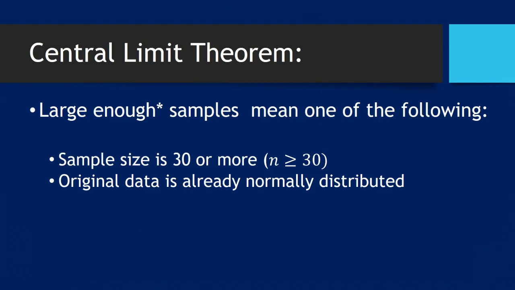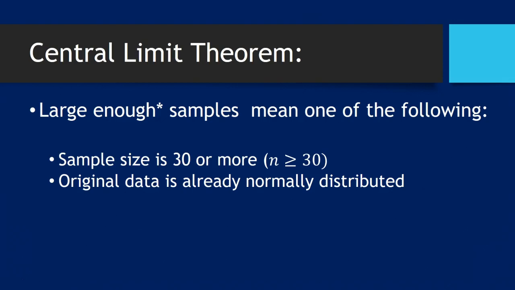First off, if my sample size is bigger than or equal to 30, then we can apply the central limit theorem. The sample size will be large enough as long as we sample at least 30 people. The second thing that could happen is you can actually sample less than 30 people if your original data is already normally distributed. So if your original data is normally distributed and you take a sample of 10 people, then you can still apply the central limit theorem.